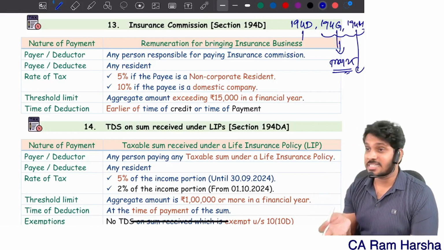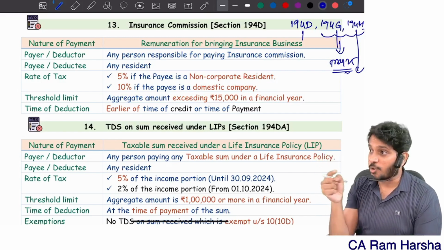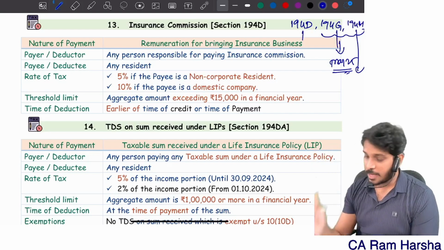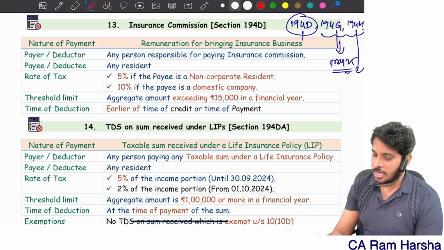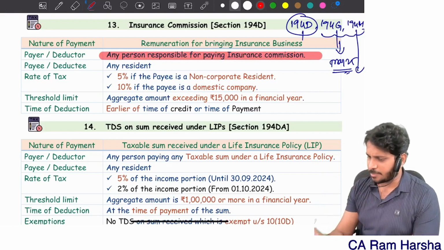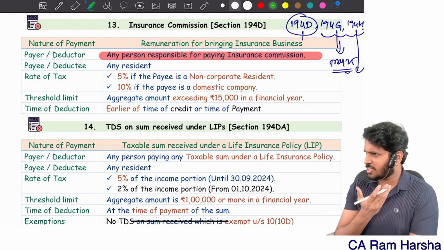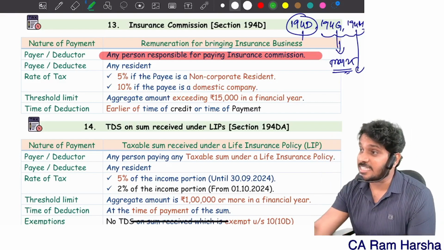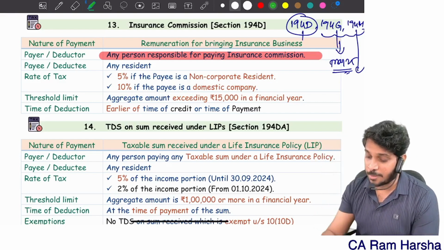Yes or no? For example, I am buying a movable property. A broker is there. He is asking for some brokerage, that is covered under 194H. Now 194D, insurance commission. Suppose I am a dealer with an insurance company, or I may be the insurance company. I am paying to whom? The insurance agent. What am I paying? Insurance commission.